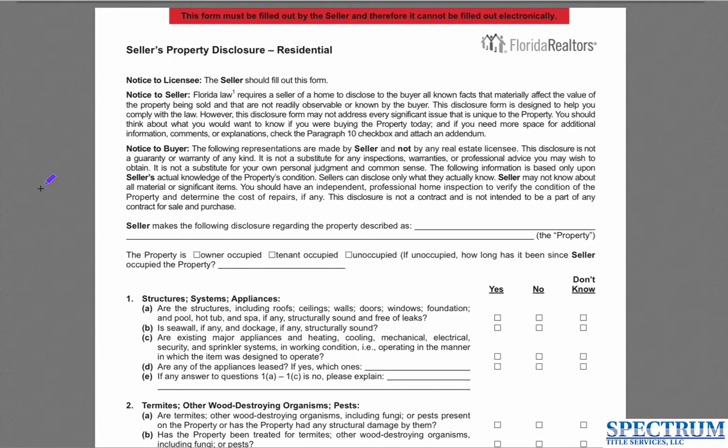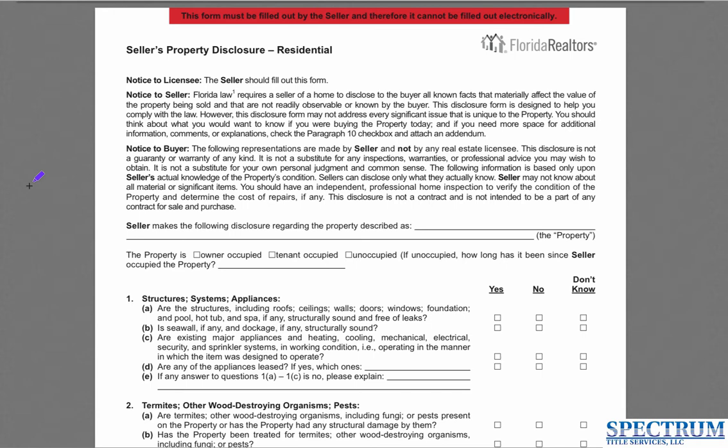The following information is based only upon seller's actual knowledge of the property's condition. Seller can disclose only what they actually know. Seller may not know about all material or significant items. For instance, if a buyer is purchasing an REO or a property that an investor is simply flipping, the seller may have never seen the property. They've probably never been to the property, and on most, probably all of REOs, there's not going to be a seller's disclosure because the seller just doesn't know about everything.